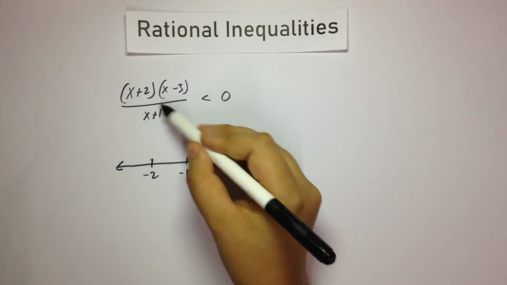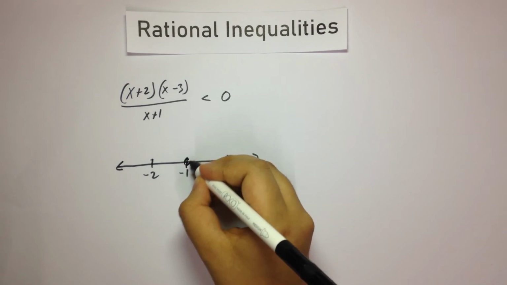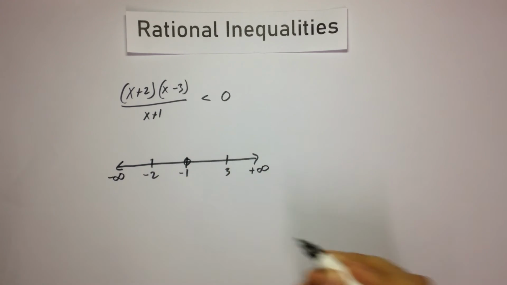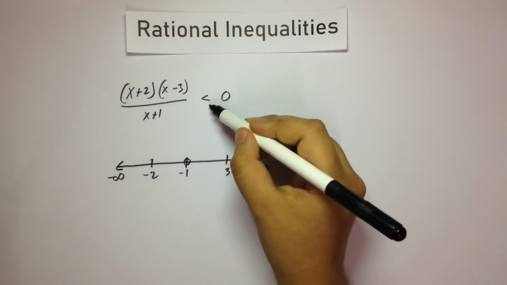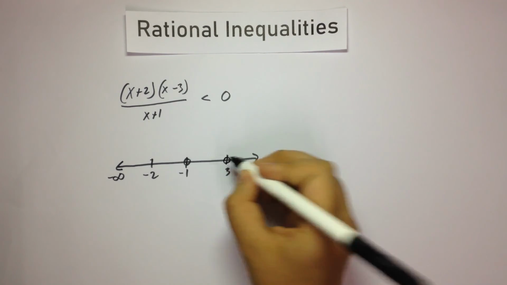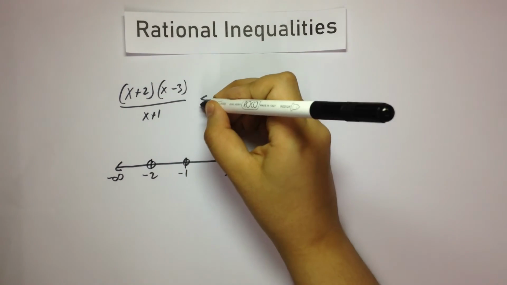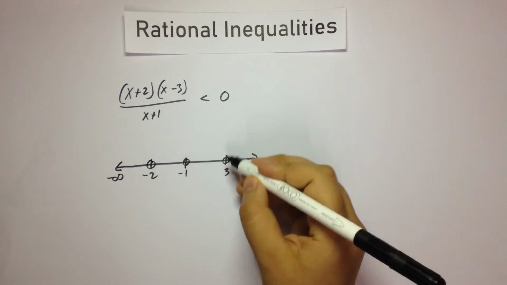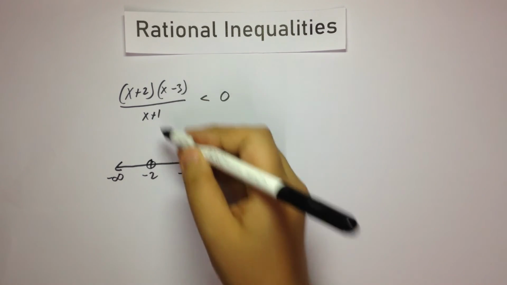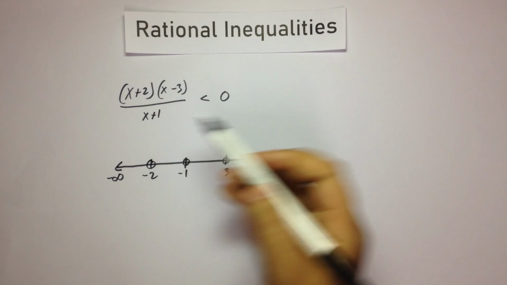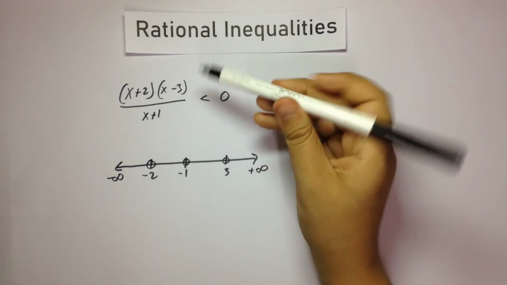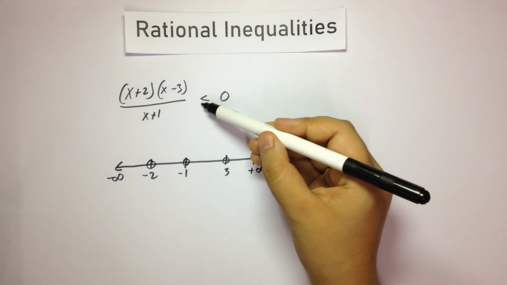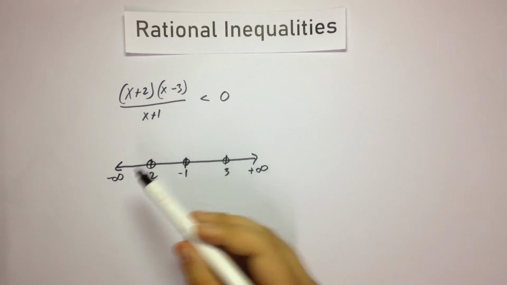So since this is in the denominator, this would have an open circle. This is the positive infinity, and this is the negative infinity. And since it's a less than, all of these points would have an open circle. But if this would be a less than or equal to 0, these 2 points over here would be closed circles. But this would still be an open circle since it's in the denominator. So remember that if it's a less than or equal to, these would be closed. But if there's no equal sign over here, that means it would be left open.